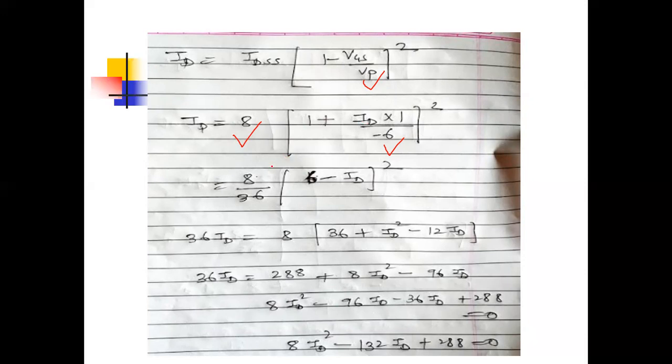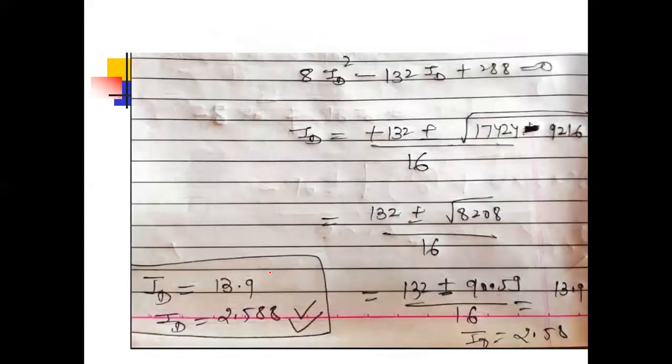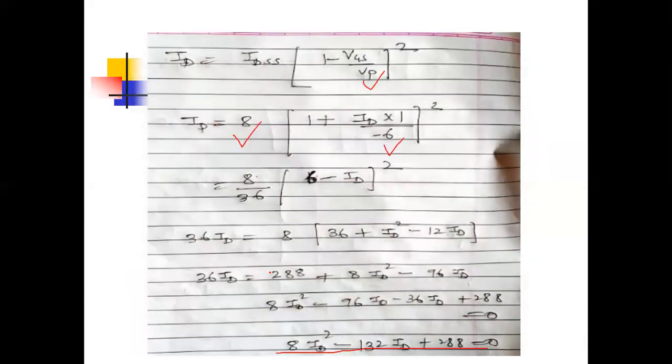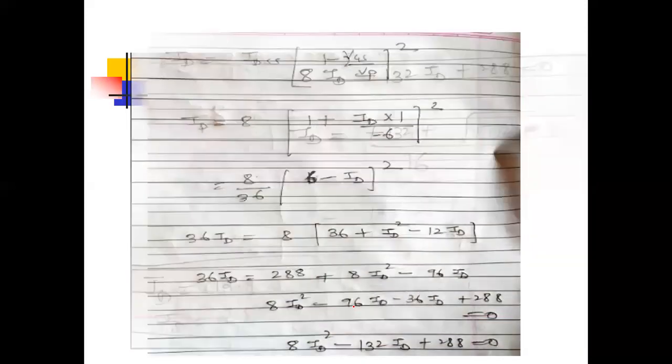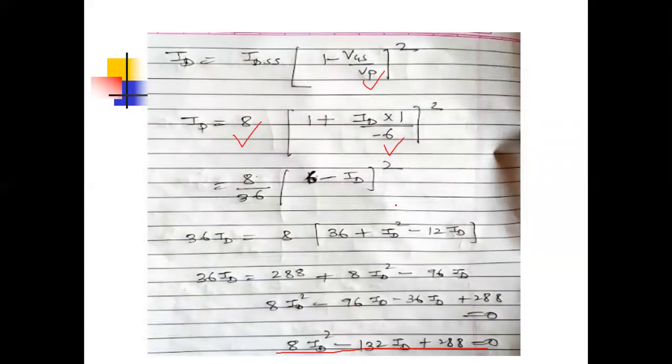Now see, if you solve this whole equation, you will get a quadratic equation. And if you solve it, what will you get? Two values: ID equals 13.9 and ID equals 2.58. Listen carefully to what I have done. I just put in the values of VGS, VP, IDSS and solved it, and I got this quadratic equation. You can verify it from your calculation. Maybe there can be a calculation mistake. You can check.